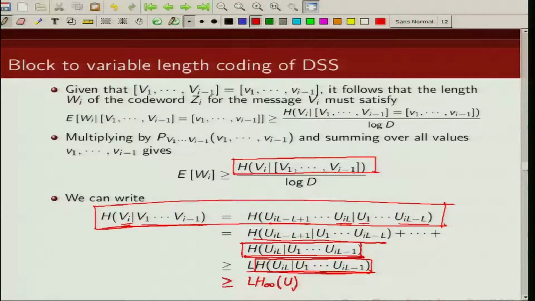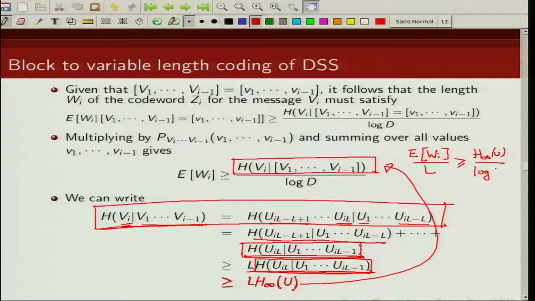All right. Now we plug this value here and divide both sides by L. So what do we get? We get that the expected value of Wi divided by L is greater than or equal to the entropy rate divided by log D, and that's what we wanted to prove.